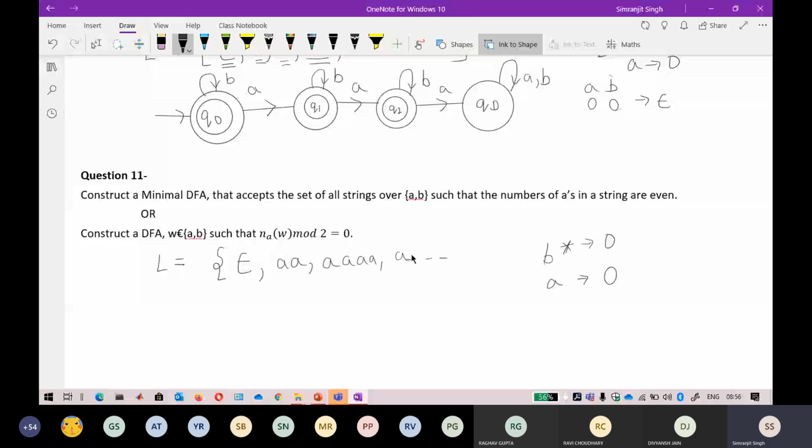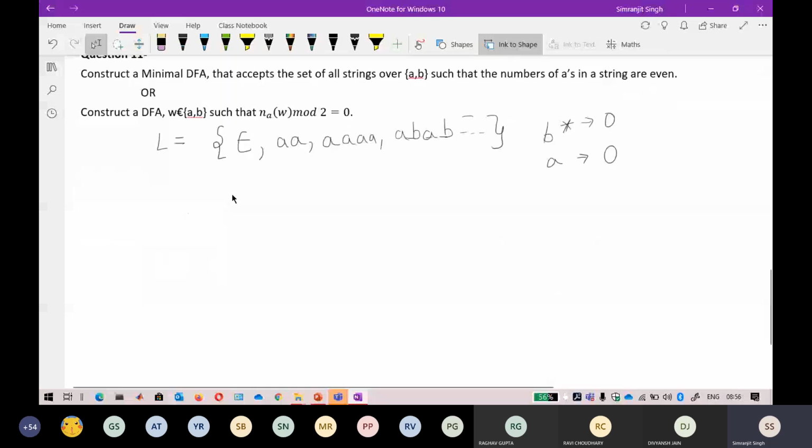So I do not need to worry about this B. This B can be anywhere and any number of times. If I do not care about this, I just denote it by a B star here. Okay, so star can be taken anywhere.